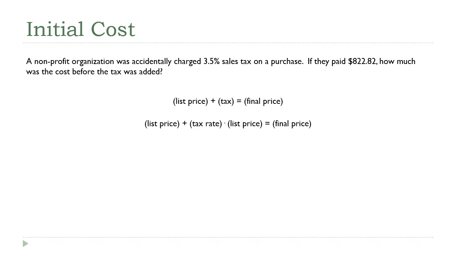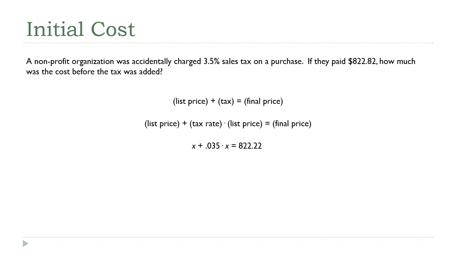Now, we know the tax rate, that's 3.5%. We know the final price, that's $822.82. And it's the list price that we're trying to find. So I'm going to put an x, my variable, in place of the list price in both places where it is in the equation, and I'll replace the other two parts with numbers. Now we've got an equation we can solve.